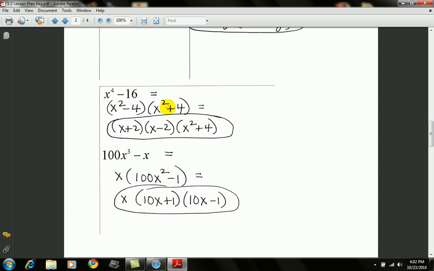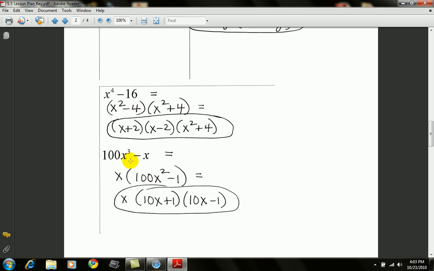Notice that the x squared plus 4 stays the same. Remember what we just talked about, when it's a plus in the middle, you can't break it down anymore. That's what prime means. And my last example for this video, 100x cubed minus x.